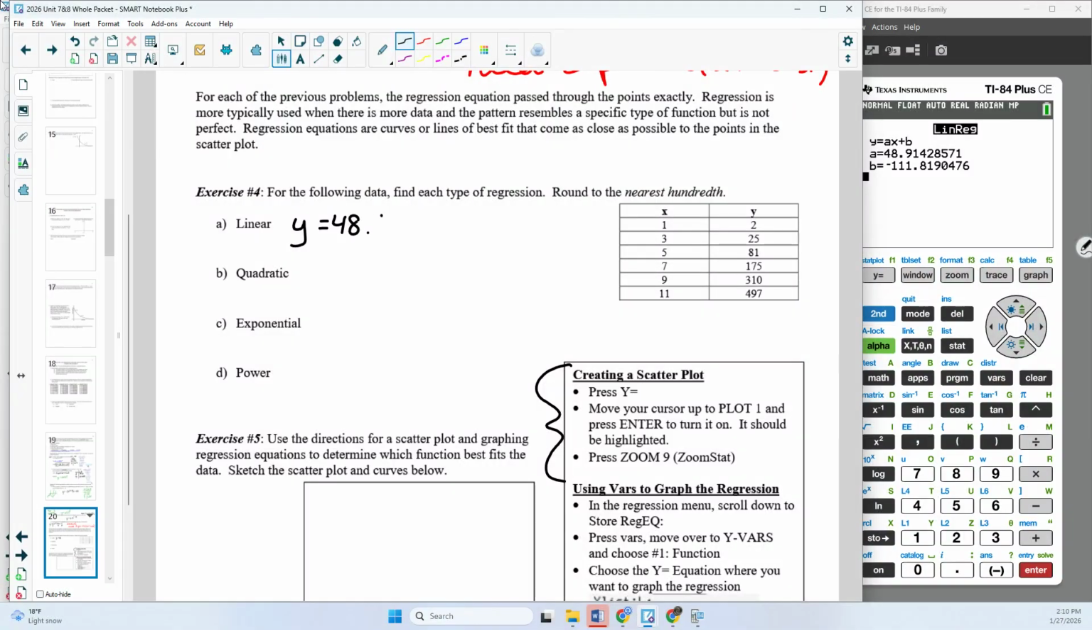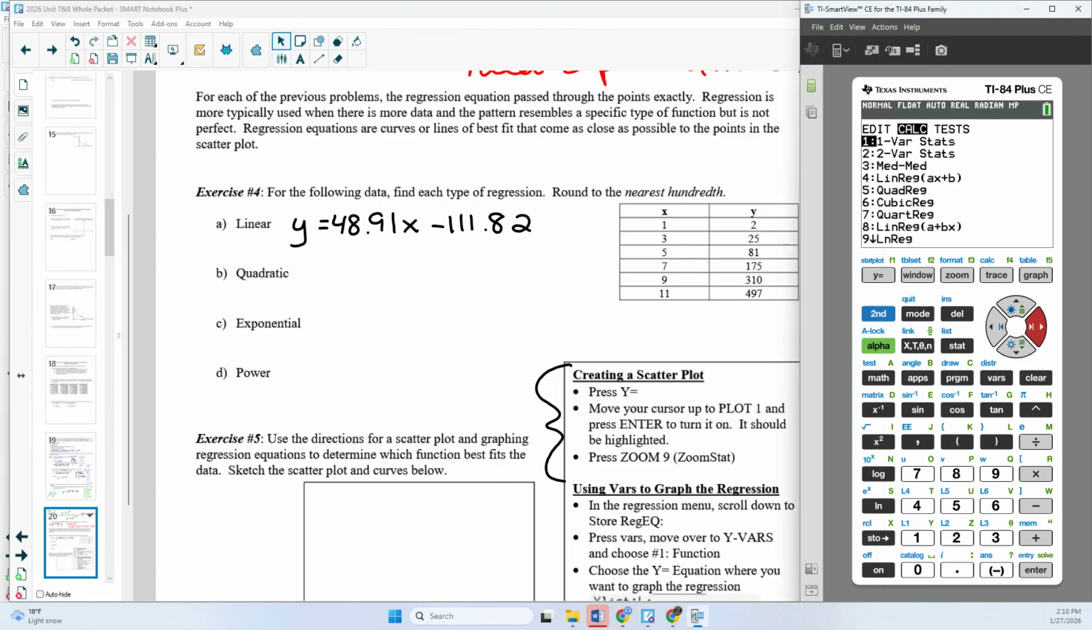is 48.91x minus 111.82. Now, this is extra. This is something that's just for this problem so we can see it.